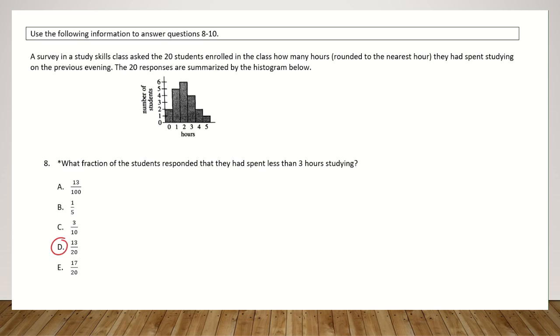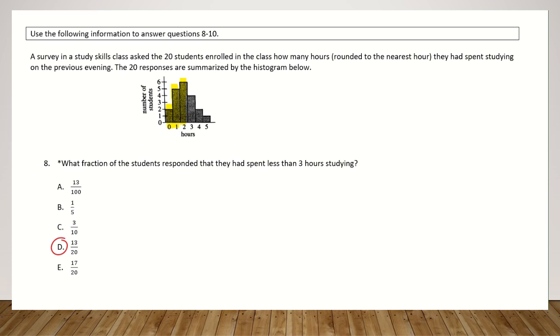You remember from a previous session that the words less than and greater than, if you see those, they mean that the number is not included. At least and at most mean that the number is included. So here we have less than 3. That means the 3 is not included. That means what we're looking at is 2 hours, 1 hour, and 0 hours.